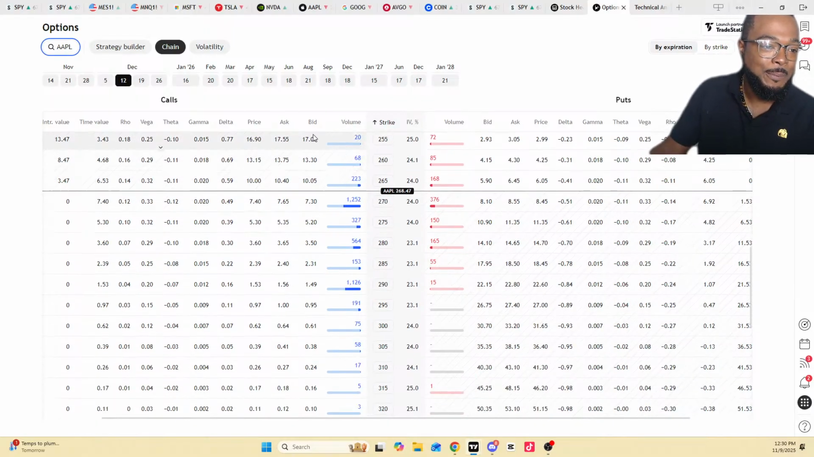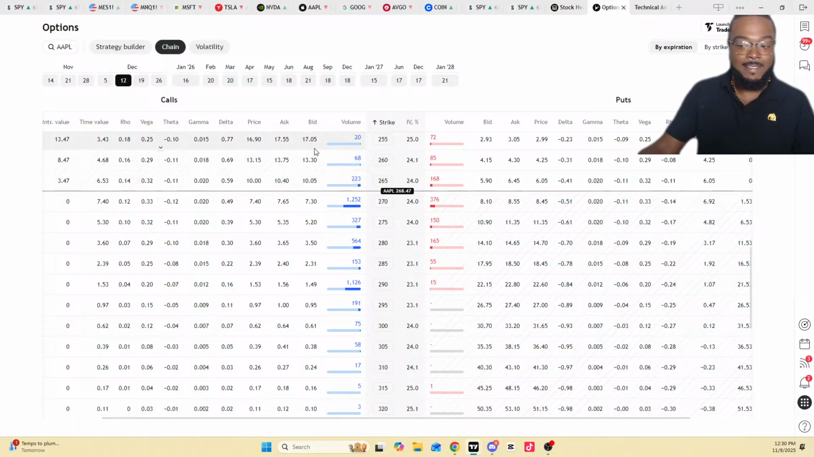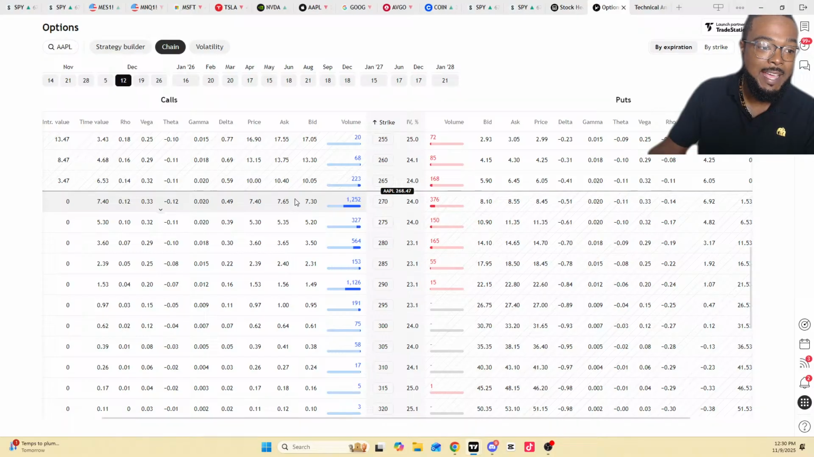All right, so Apple, remember we said asking the bid price. You see this is the put side right here. This is calls on the left side. So you see you have the bid and the ask price. The bid and the ask price, what did I say? The bid is what people are trying to buy it at, and the ask is what people are trying to sell it at. You see the small gap in there?